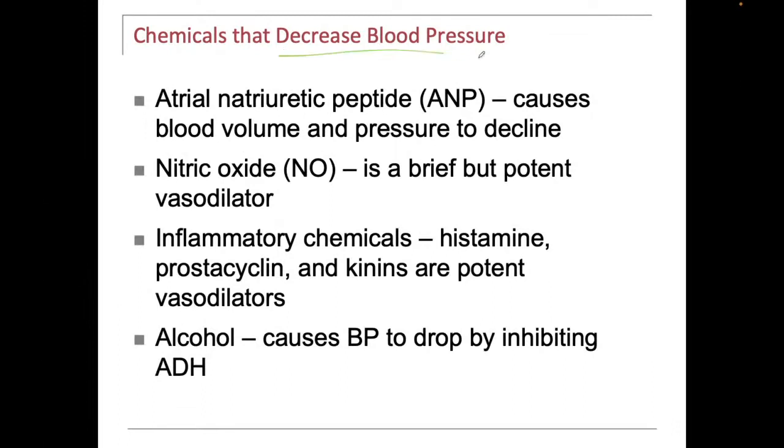What's involved in decreasing blood pressure? Well, the heart makes a hormone called ANP, which is atrial natriuretic peptide. In the word natriuretic, this comes from the word natrium.